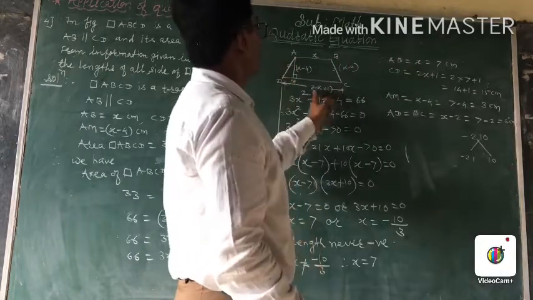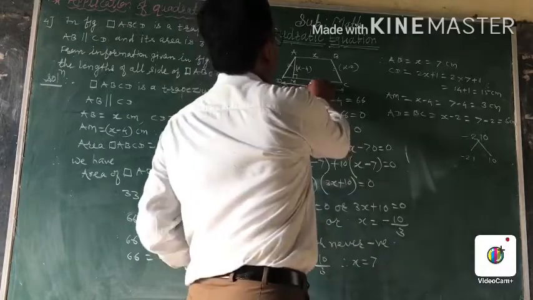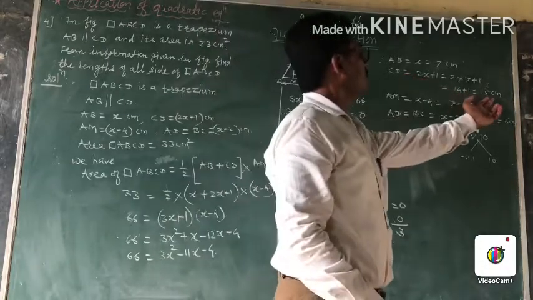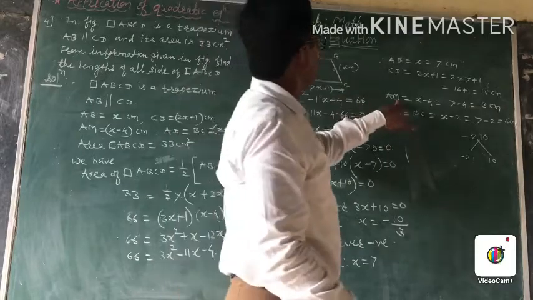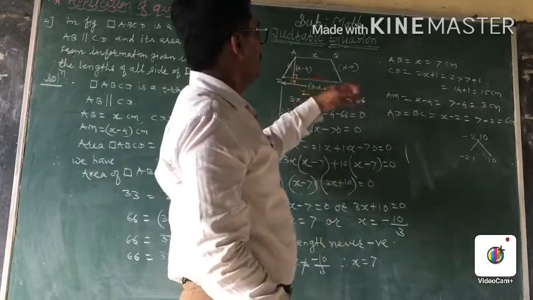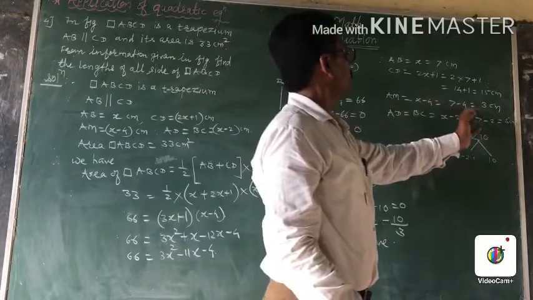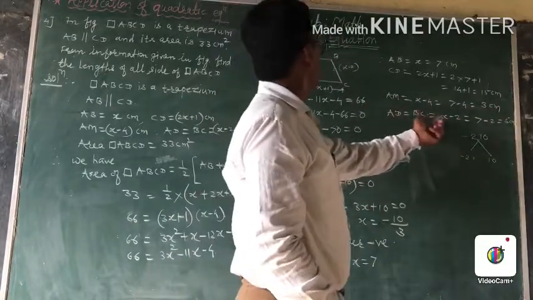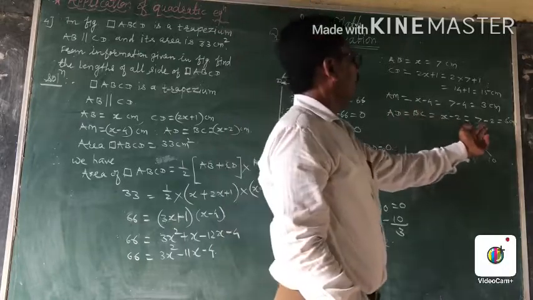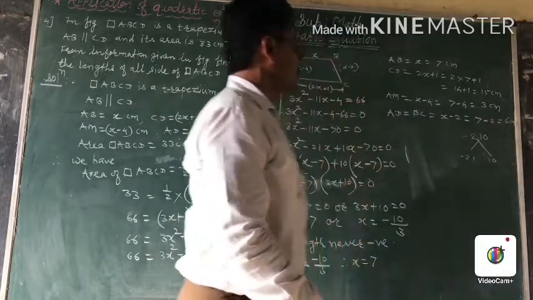CD is equal to 2x plus 1, which is 15 cm. And AM, the height, is x minus 4, that is 7 minus 4, which is 3 cm. AD and BC are exactly equal, which are x minus 2, and they are 7 minus 2, which is 5 cm each.